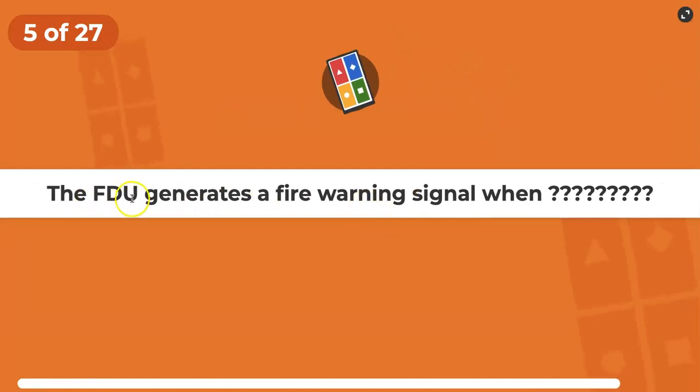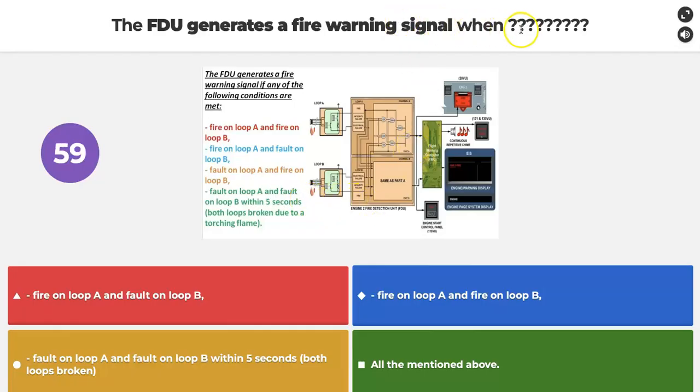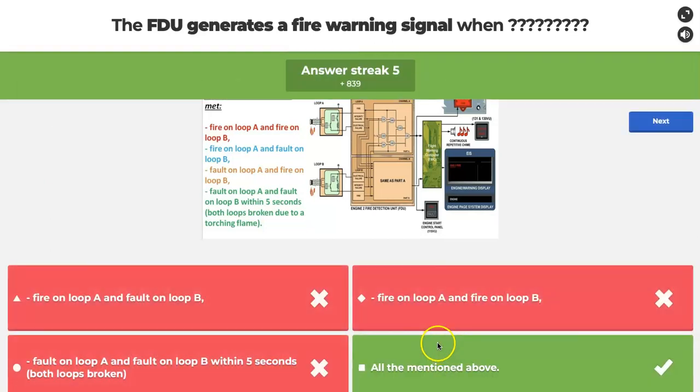The fire detection unit generates a fire warning signal when: fire on loop A and fault on loop B, fire on loop A and fire on loop B, fault on loop A and fault on loop B within 5 seconds, both loops broken, or all the mentioned above. The right answer is all the mentioned above. Yes, we have a fire detection unit for each engine, and the fire detection unit tells the flight warning computer about a fire situation. So the flight warning computer will do the indication for engine fire or nacelle fire.